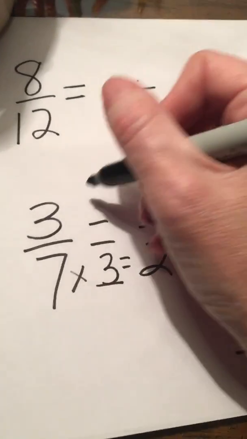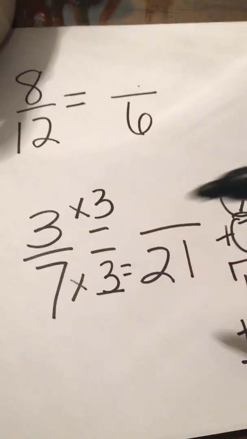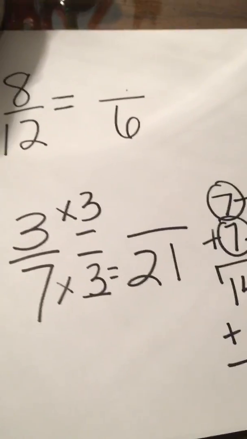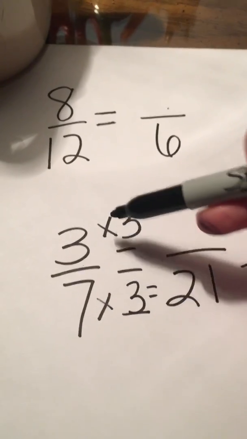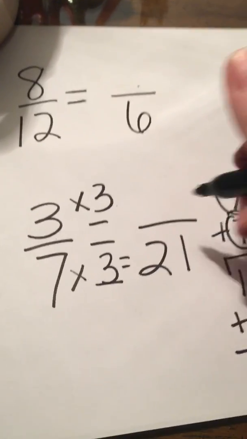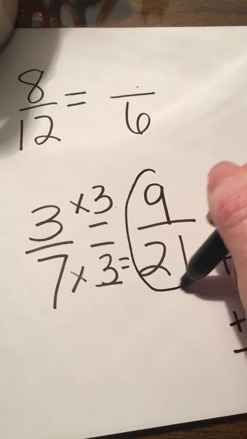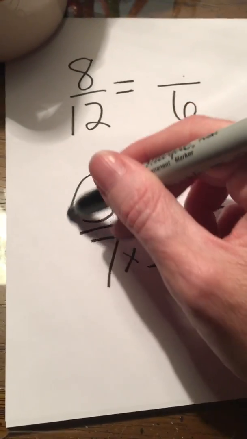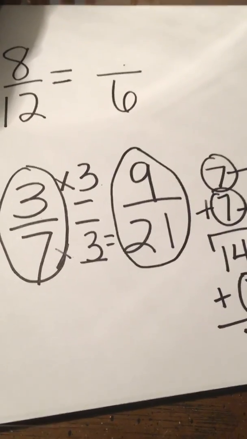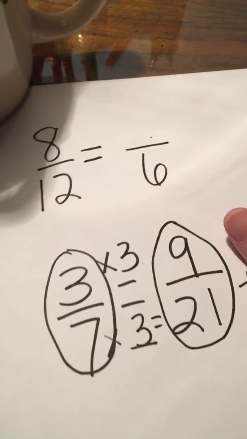So now all I have to do is, because I multiplied 3 times the bottom, I'm going to do the top the same exact thing, with the same number and the same operation of multiplication. So 3 times 3, 3, 6, 9. That's 3 groups of 3. 3 times 3 is 9. So I know that 9/21 is equivalent to 3/7. They would be at the same place on the number line. If I drew a model, they would take up the same amount of space. Okay?